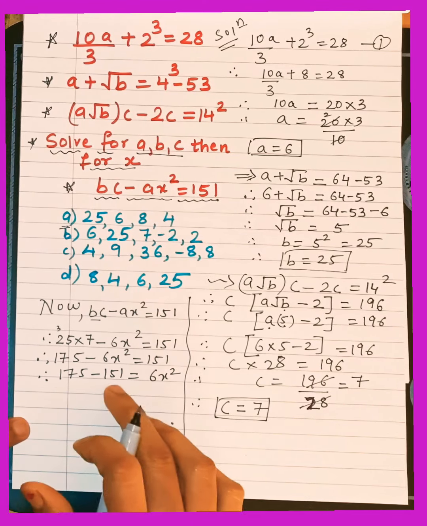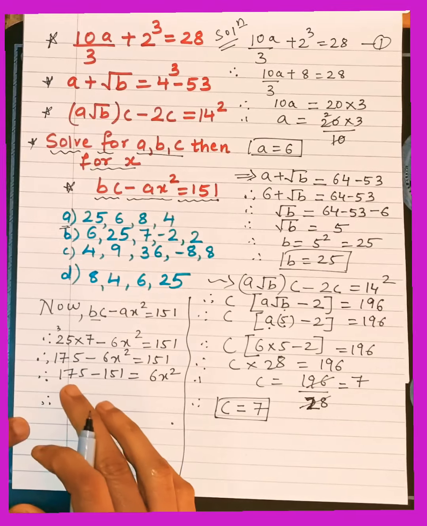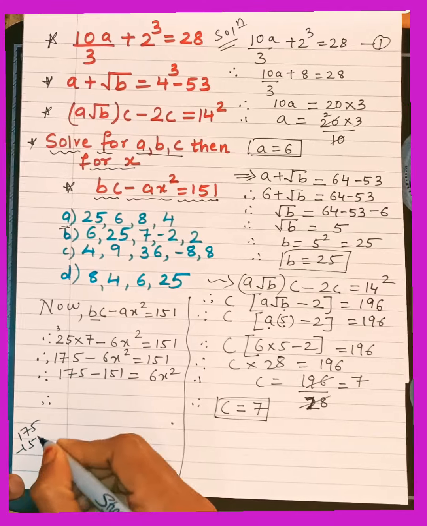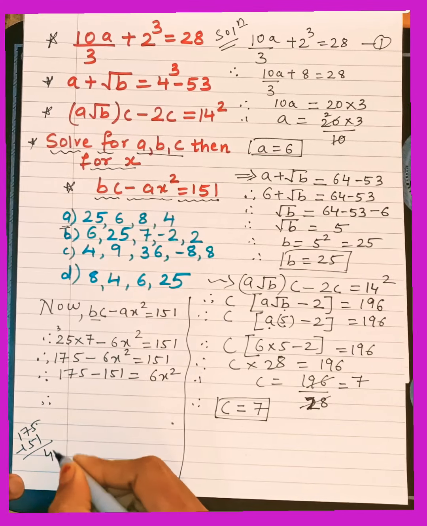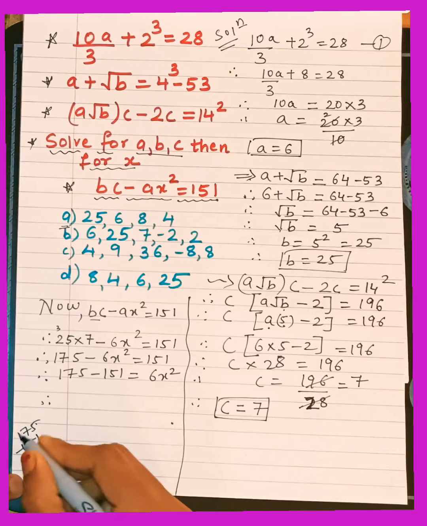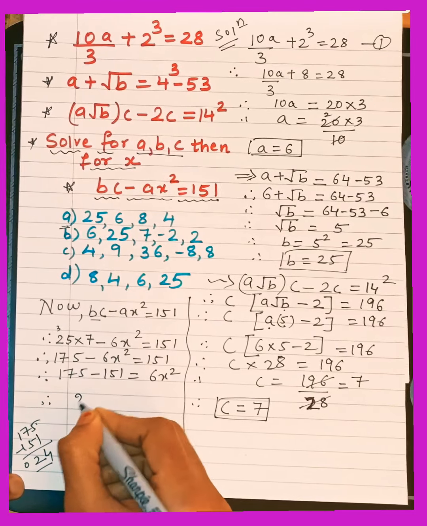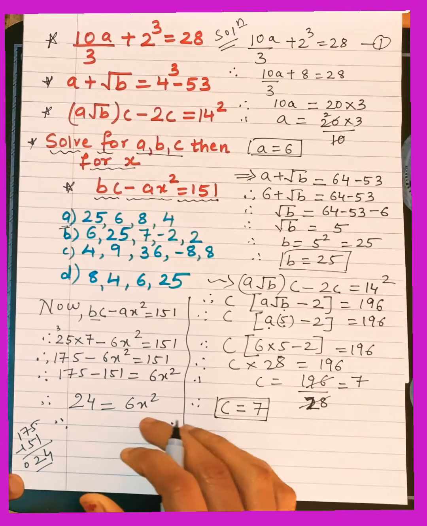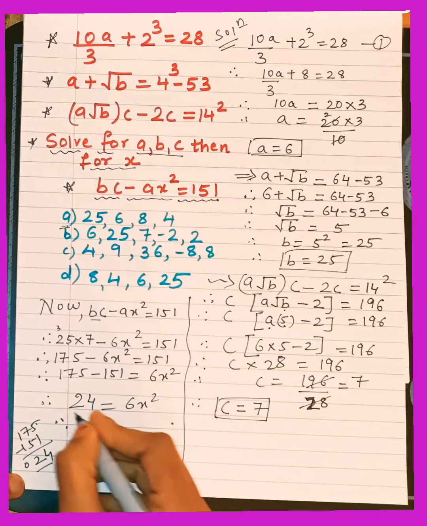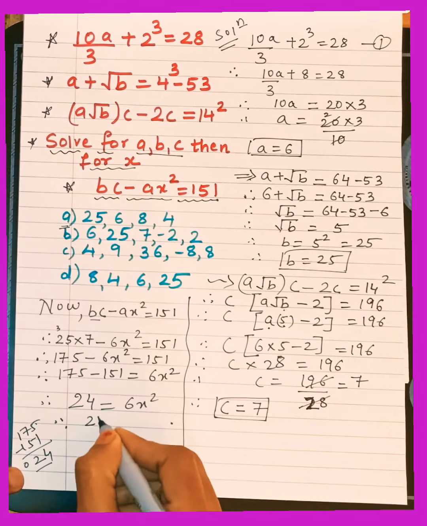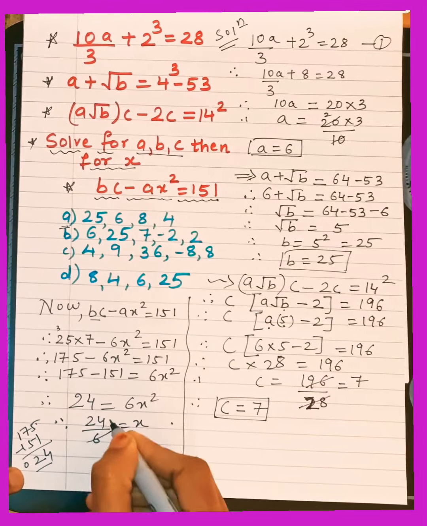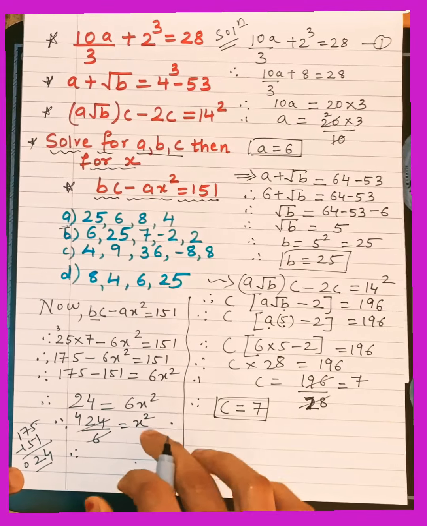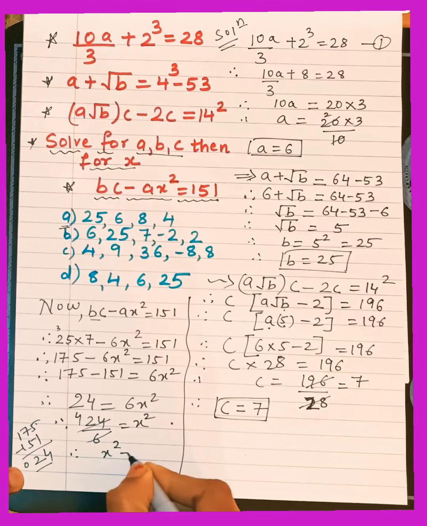Now if you subtract 175 and 151, what will we get? Let's see. 175 minus 151. 5 minus 1 is 4. 7 minus 5 is 2, and 1 minus 1 is 0. So 24. We are getting 24 equal to 6x square. We want to find the value of x, so this 6 we have to bring to the denominator. So 24 upon 6 equal to x square. 6 4s are 24. So x square is equal to 4.